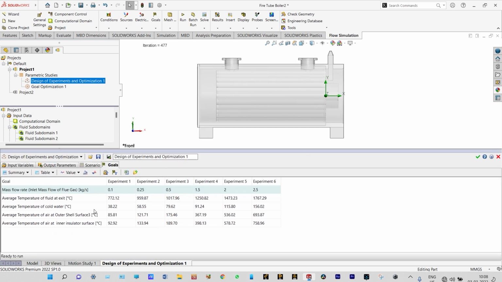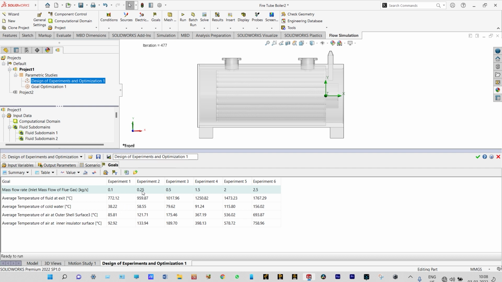When mass flow rate of flue gas was 0.1 kg per second, in that case, you can see the temperature of cold water, it is 38.22 degrees centigrade. We are mainly bothered about the temperature of cold water, so other parameters we are not considering. When the mass flow rate of hot flue gas is 0.1 kg per second, the temperature of cold water is 38.22 degrees centigrade. That is the average temperature at the exit of cold water.